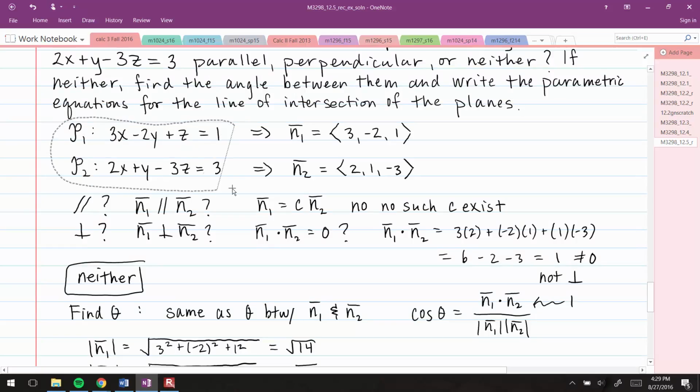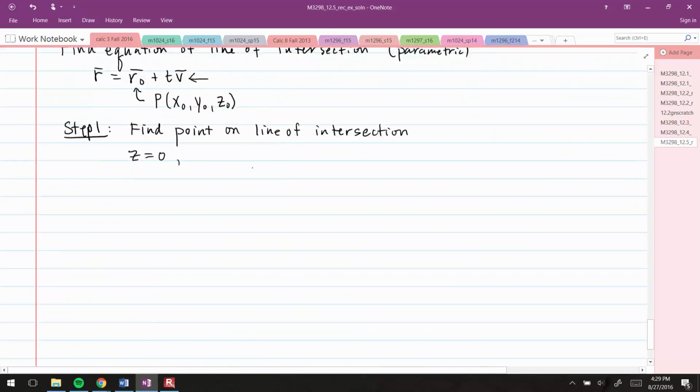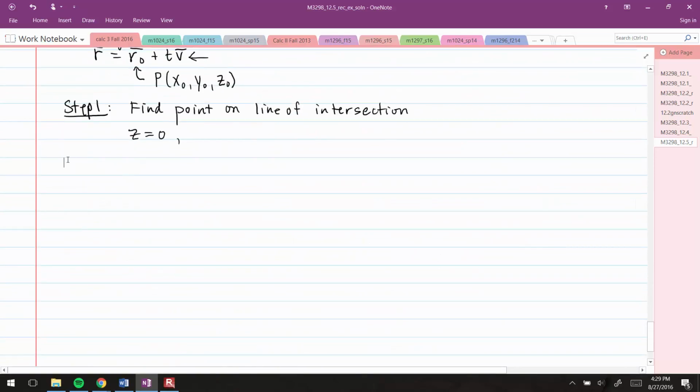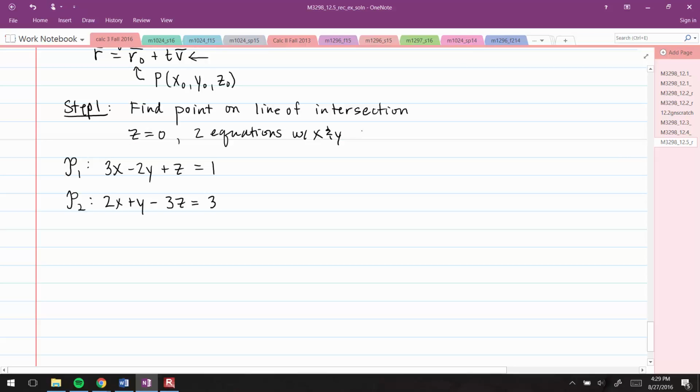I'm scrolling here so I can grab these equations of the plane. Oops, I don't know if that actually worked. Let's try that again. Okay. So I'll throw those down here, and I'll just describe this a little bit more completely up here. Then we're going to have two equations with x and y. Then we're going to solve that system for x and y, and then that gives us our point.